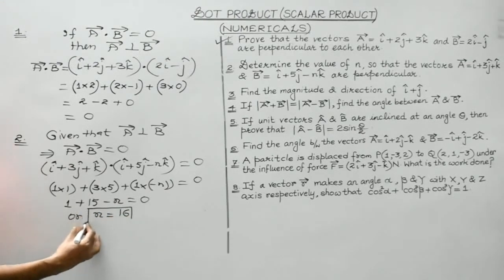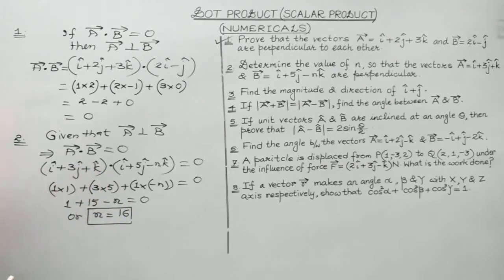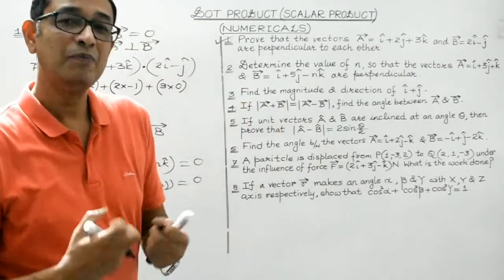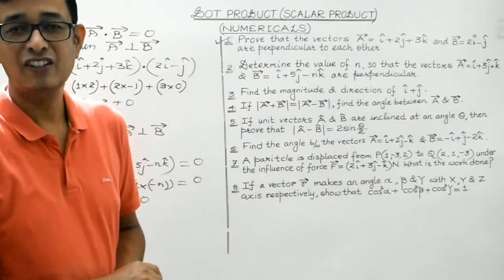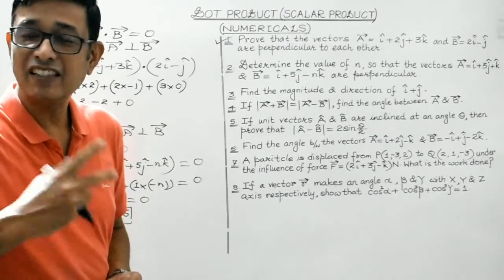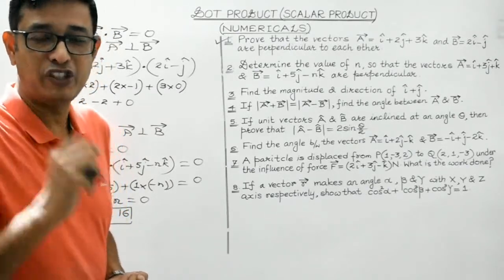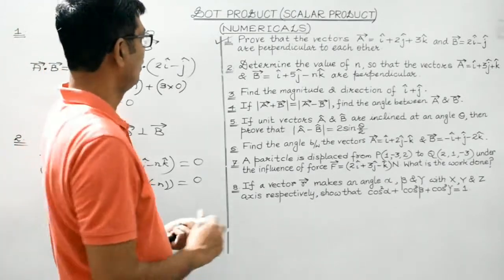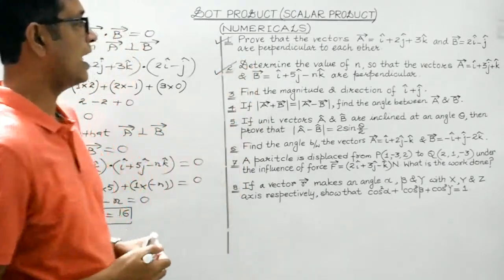So students, the value of n must be 16 for the vectors A vector and B vector to be perpendicular to each other. Clear? Here again we have made use of the very basic fact that in case the two given vectors are perpendicular to each other, then their dot product must always be 0. So students, we are over with question 2 as well.